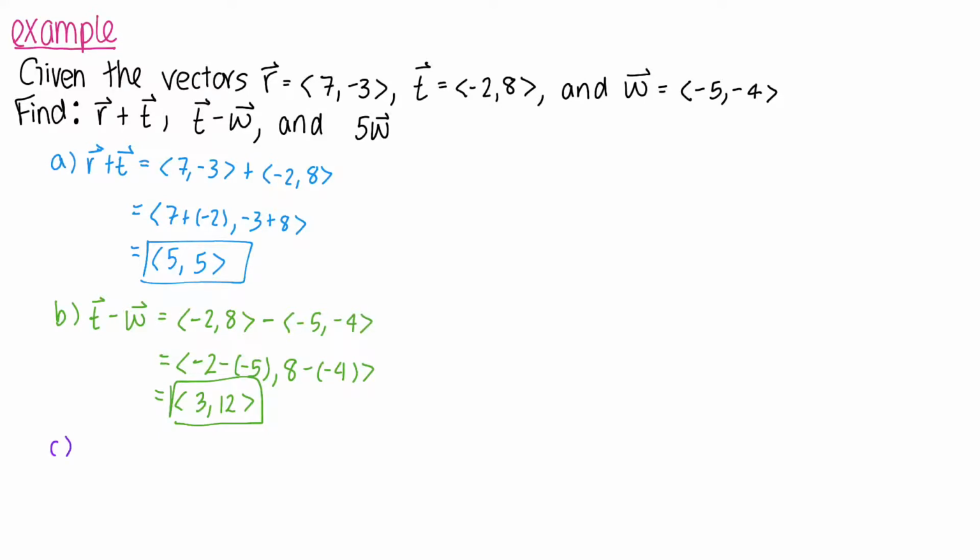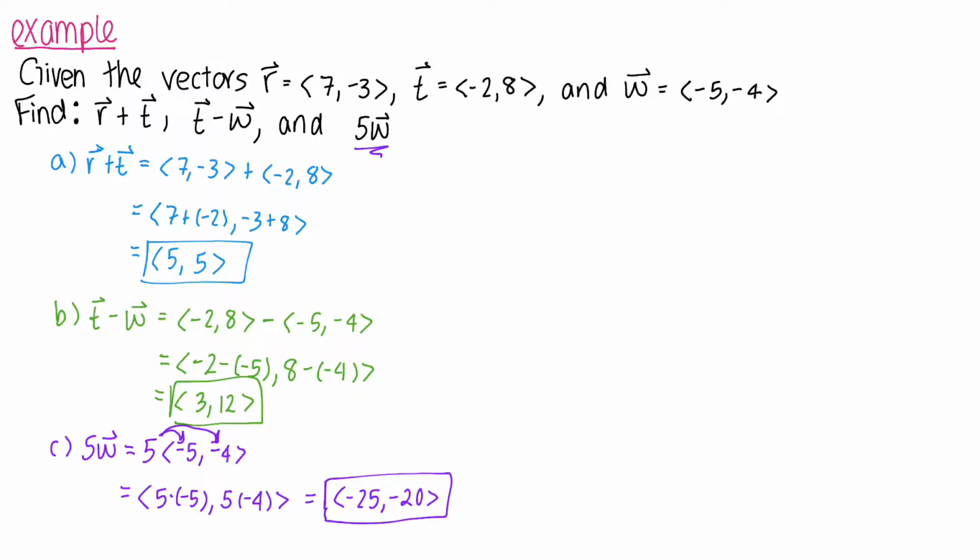Finally, we have this 5w here. We'll call it part c. So 5w is taking 5 and multiplying it by the vector w, negative 5 comma negative 4. So you take the 5 and we're distributing it inward. So we have 5 times negative 5, comma, 5 times negative 4. And that gives us negative 25, comma, negative 20.